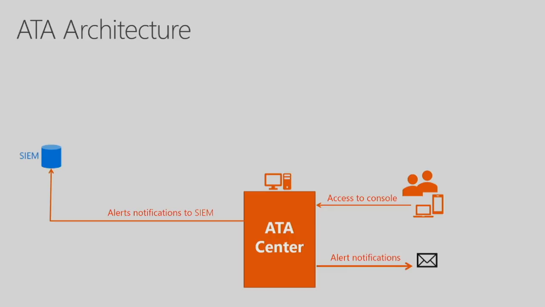So when you connect to the ATA console, you're actually connecting out to the ATA center. When we have alerts, we can send them from the ATA center. We can send alert notifications via email to you, or we can send them via syslog to your SIEM system as well. But the other major component of ATA is the gateway.